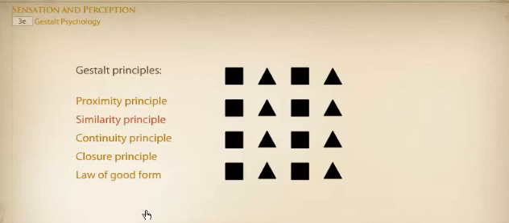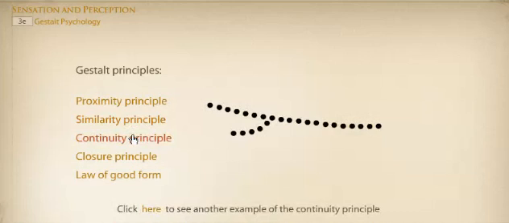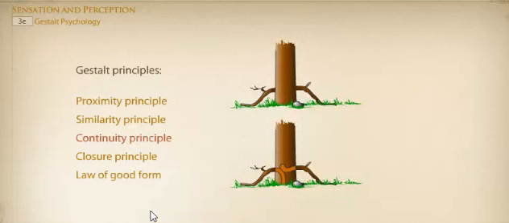Then, the continuity principle. The continuity principle reflects people's tendency to follow in whatever direction they've been led. Thus, people tend to connect points that result in straight or gently curved lines that create smooth paths, as shown here. I'll show you another example of the continuity principle. Although the scene on the top could be created by two branches, as shown below, we tend to assume that there is only one branch because of our preference for continuity.